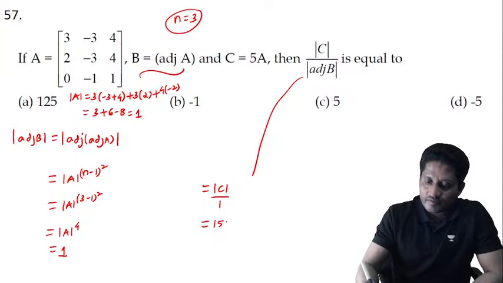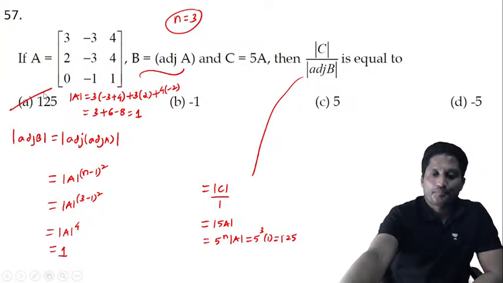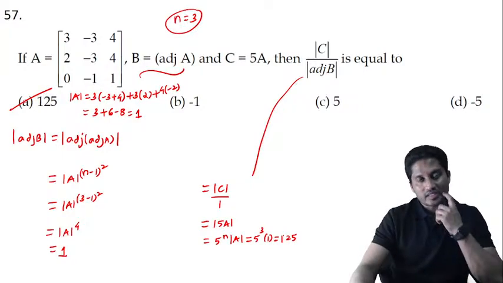C value is equal to 5A, right? Determinant of 5A, if you take 5 outside, it is 5 power n into determinant A. It's a matrix of order 3, so that's why 5 cube determinant A is 1, which is equal to 5 cube, which is 125. Answer is option B. Good question, guys. It's a COMEDK question.